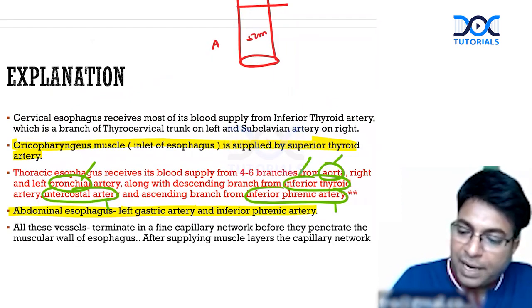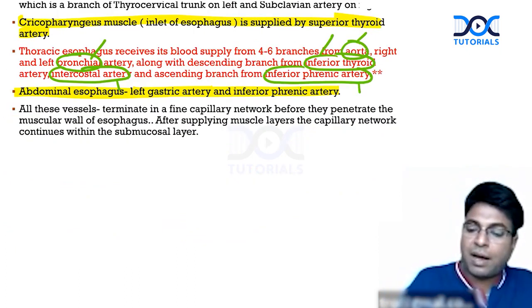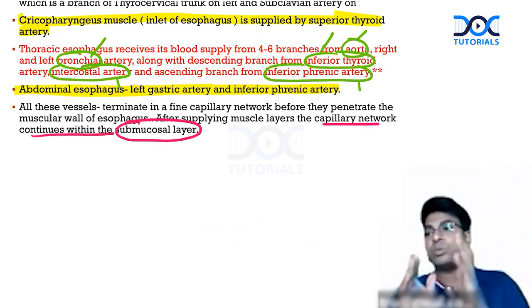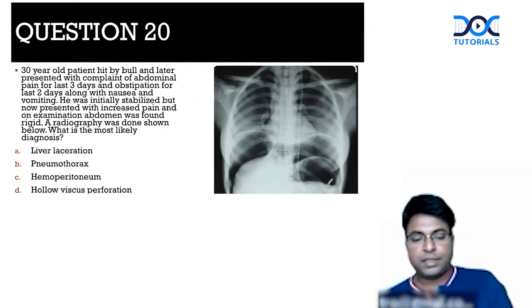Like this. They enter the muscle and they form again a capillary network in the submucosal layer. After supplying the muscles, the capillary network continues in the submucosal layer. Please remember this. So the capillary network is seen in the submucosal layer. So this is an applied anatomy question from esophagus. This is a baby question.